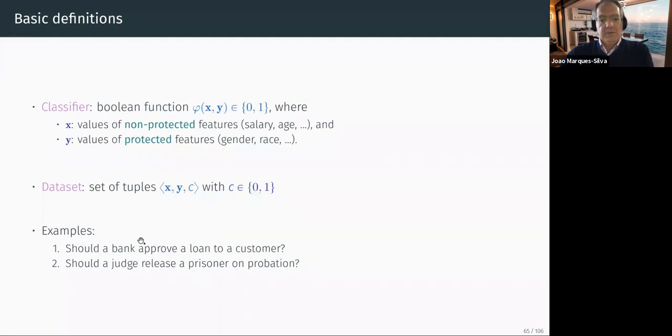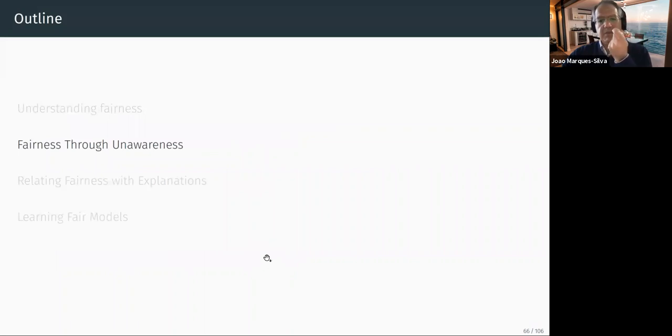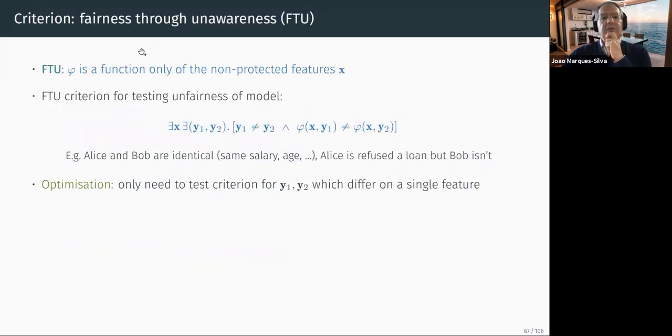So of course we have standard examples. Should we approve a loan, and we want to make sure that the decision is fair, so there is no bias. And should a judge release a prisoner on probation? This is a very sensitive example, and I will talk a little bit about this one later. So let's talk about the concrete criterion for fairness. It's called fairness through unawareness. Informally, fairness through unawareness says that the decision function should be a function only of the non-protected features. So it should not depend on the protected features.